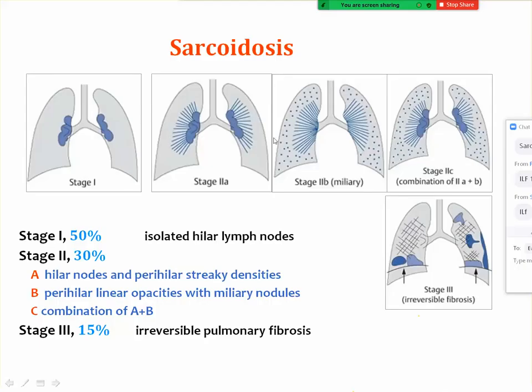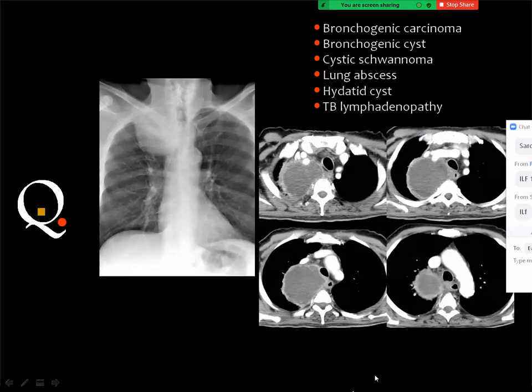And these are the stages of sarcoid. Stage 1 with lymph nodes only, stage 2 with lymph nodes and reticular opacities, or reticular opacities with nodules, or lymph nodes, reticular opacities, and nodules, and the final stage of irreversible fibrosis, which is exactly similar to idiopathic pulmonary fibrosis or usual interstitial pneumonia.